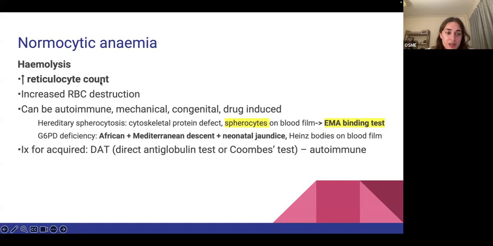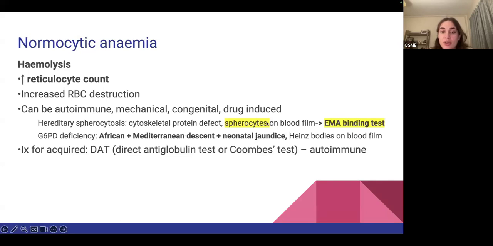So in hemolysis, like I mentioned, you will see a raised reticulocyte count, and hemolysis is increased red blood cell destruction, and this can be due to a variety of causes. The genetic ones I've listed here, and hereditary spherocytosis is one that you need to know for the exam, and it's due to a cytoskeletal protein defect, which causes the red blood cell to not have that normal biconcave shape, and effectively it breaks down quicker.